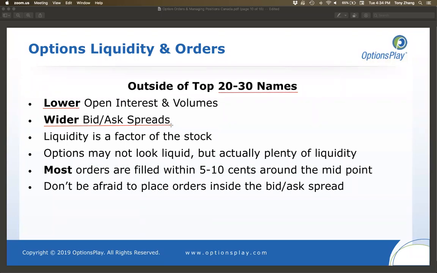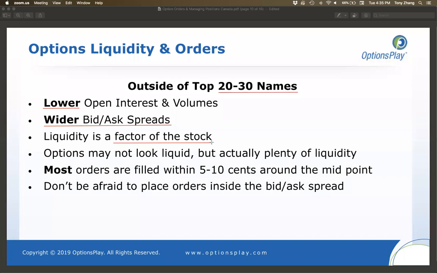However, one of the things that I always tell users, when you see something with relatively low open interest and volume, that doesn't necessarily mean that it's not liquid, because the liquidity of an option is really a factor of the liquidity of the stock. So if the stock is liquid, then the options usually are just as liquid. Just that maybe not a lot of people trade the options on a particular stock. Maybe it doesn't move as much, but it doesn't mean that it's not liquid. So many times what we tend to see is that on the surface, the options may not look very liquid, but actually there's plenty of liquidity. And the thing is that open interest and volume sometimes is not a good gauge for liquidity.